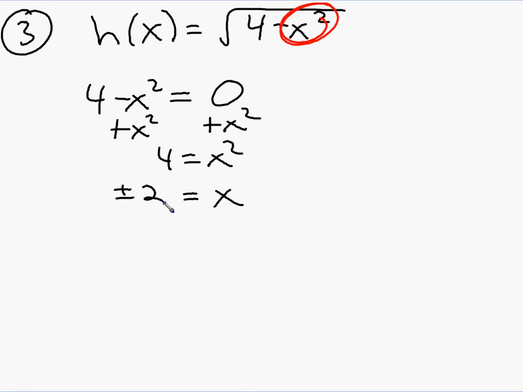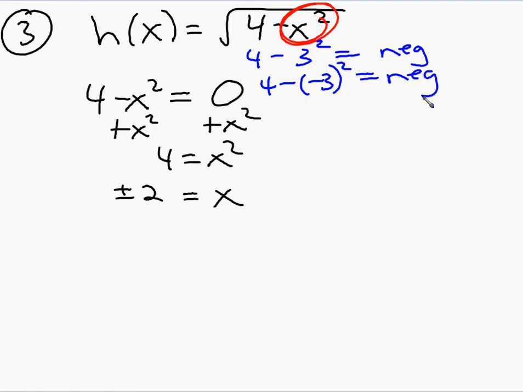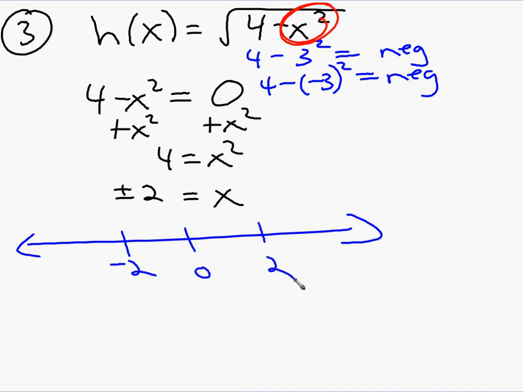Now why did I go through all of that? Well, what that tells me is that if I put in anything bigger than 2, it gives me the square root of a negative. All right, think of it. If I put in 3 here, 4 minus 3 squared is going to be negative. What if I put in negative 3? It's the same thing. It's the square root of a negative. So the only numbers that work, if we think of a number line, are the ones between -2 and 2.